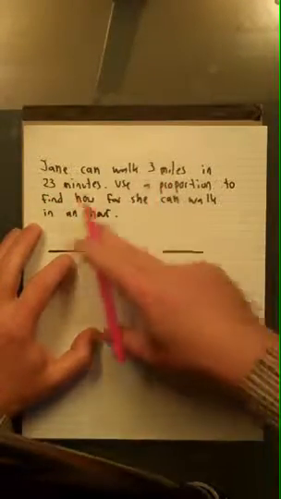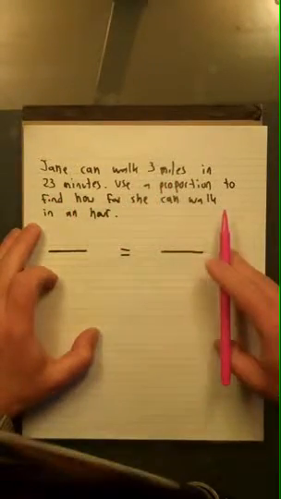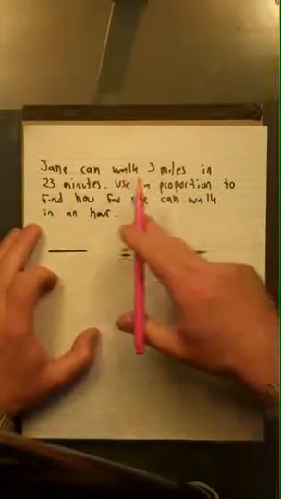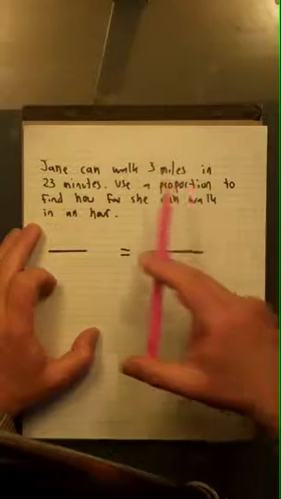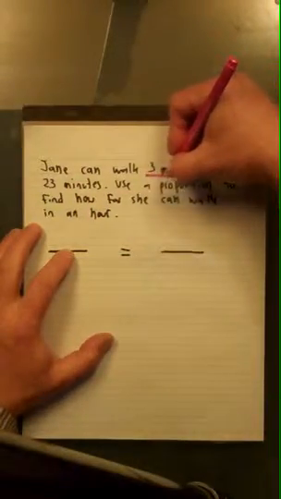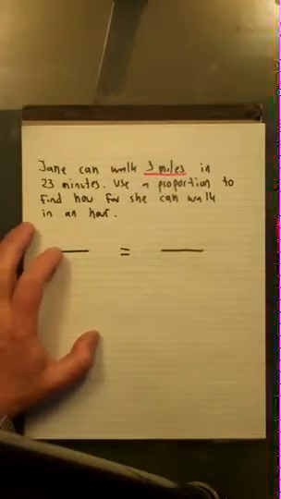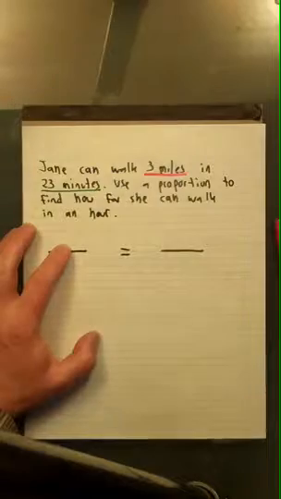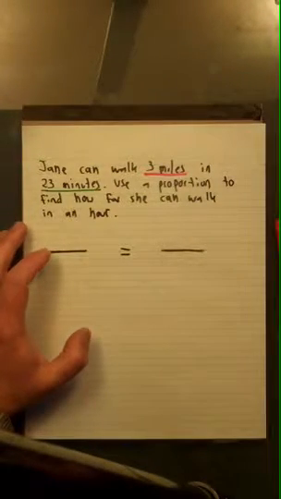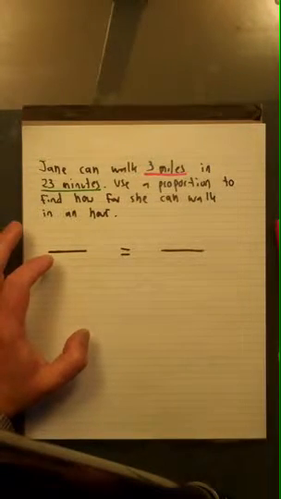To set the fractions up, you read carefully, and you're going to relate one quantity to another quantity. So let's see what quantities are related. Jane can walk 3 miles in 23 minutes. Well, there you go. So we're relating miles to minutes. So Jane can walk 3 miles in 23 minutes.